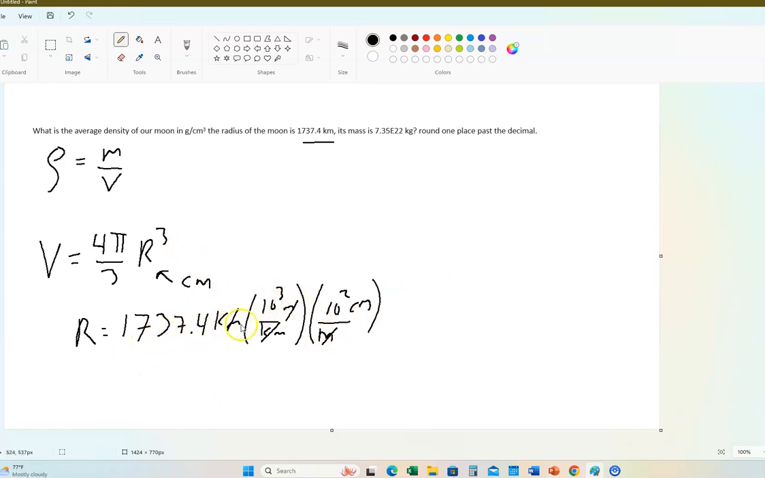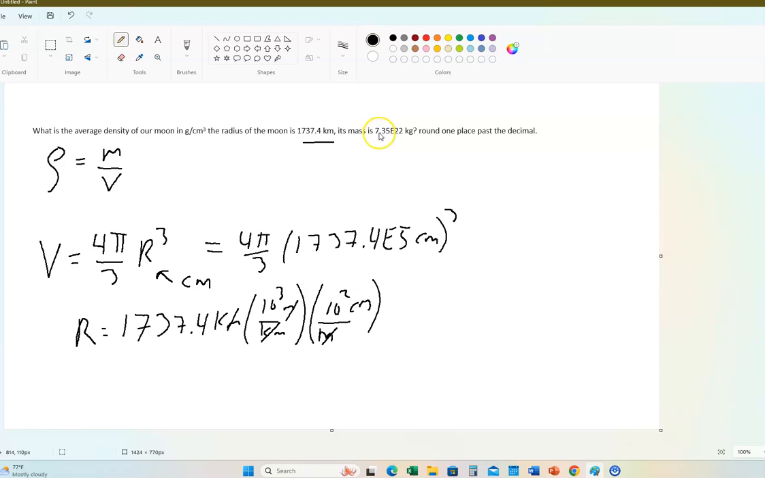All right, so I'm going to plug that in here. Let's actually do this. So it's going to be 4 times pi divided by 3 times 1737.4 times 10 to the fifth centimeters, and then we raise that to the third power. And of course, the mass is in kilograms here.